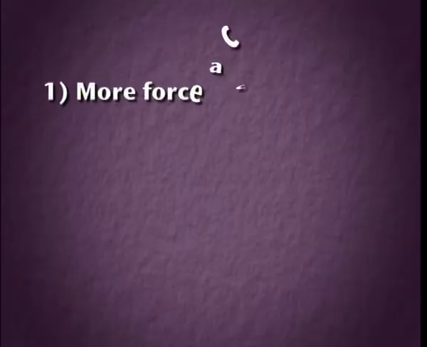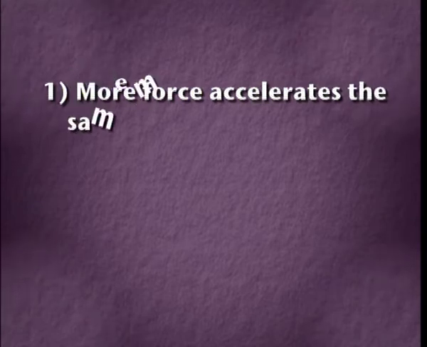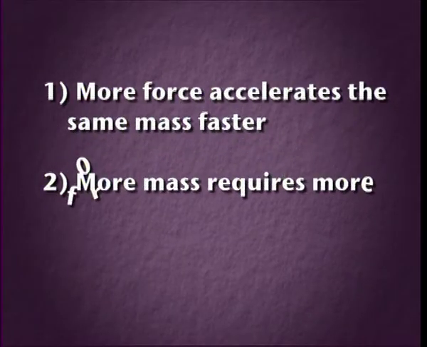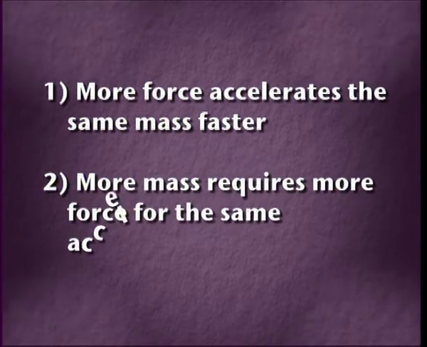An equation for it: F = ma. Force equals mass times acceleration. With that equation, we can derive two additional points. One, more force accelerates the same mass faster, and two, more mass requires more force for the same acceleration.